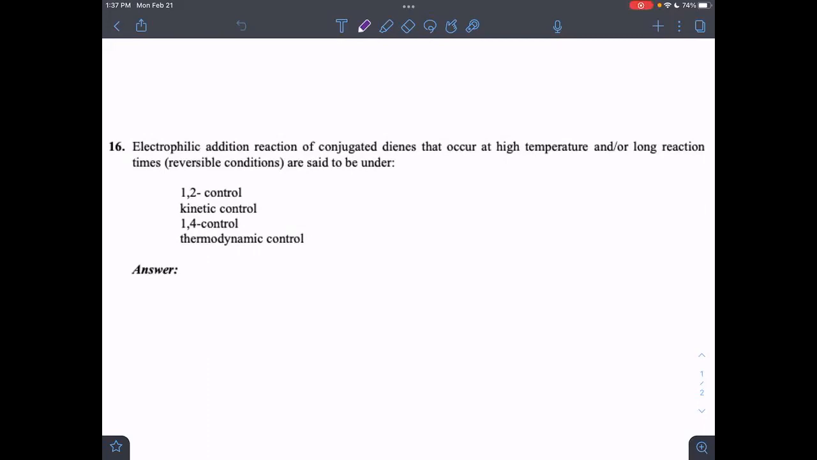High temperature, yeah, thermodynamic control. So it's thermodynamic because you have high temperatures and it's allowed to equilibrate.